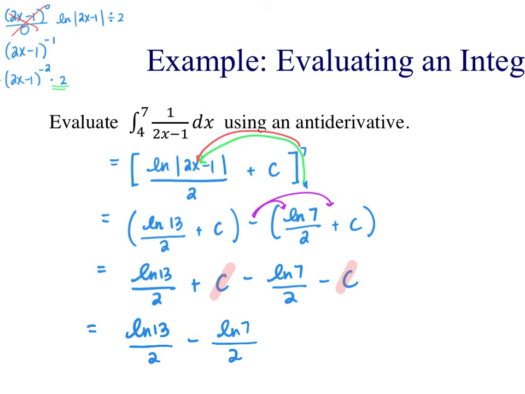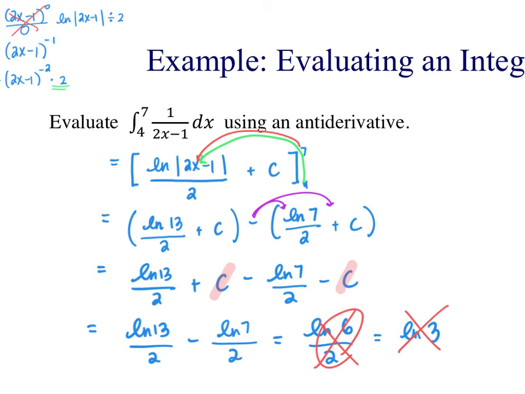Now sometimes people do incorrect math after this. They try and subtract the natural logs and say it must be the natural log of 6 over 2. Well, first of all, it's illegal. You can't subtract natural logs. They're not regular numbers, so you can't subtract them. Another thing people try and do is they try and reduce the 6 and the 2 here, and tell me that the answer is the natural log of 3, which is even worse. So, can't do that. Okay, just leave it. The natural log of 13 over 2 minus the natural log of 7 over 2.